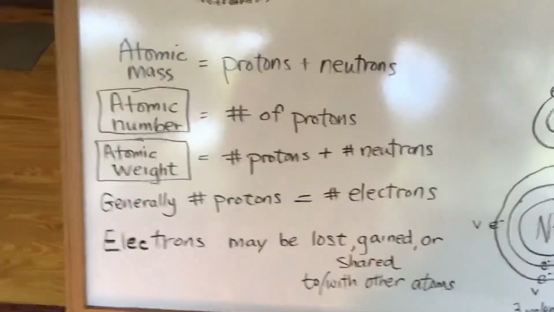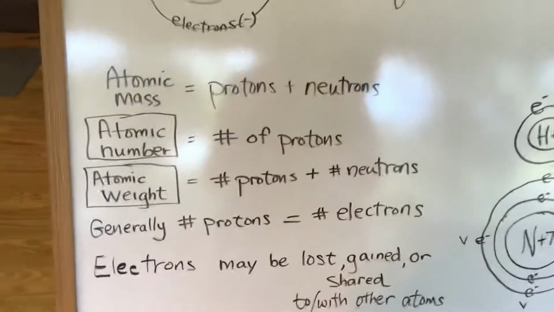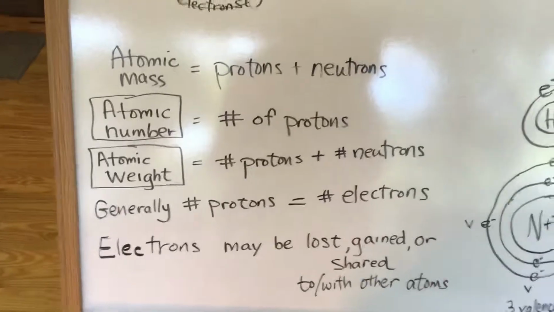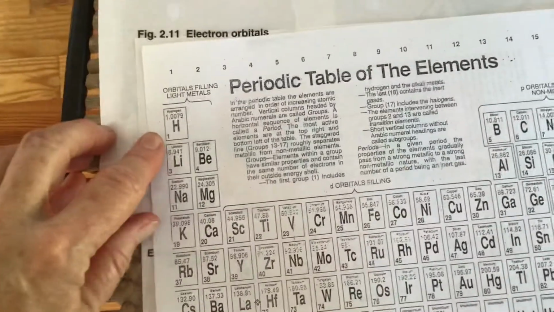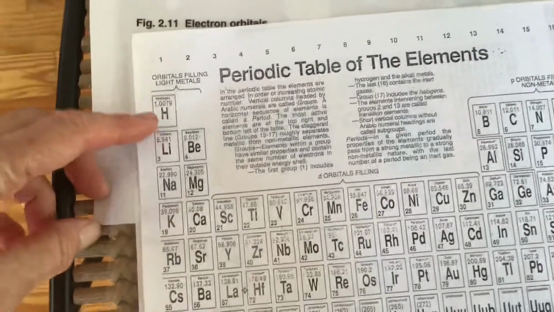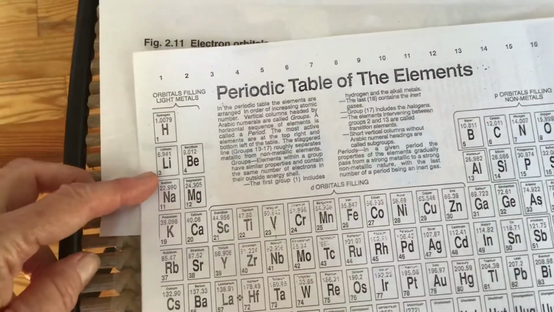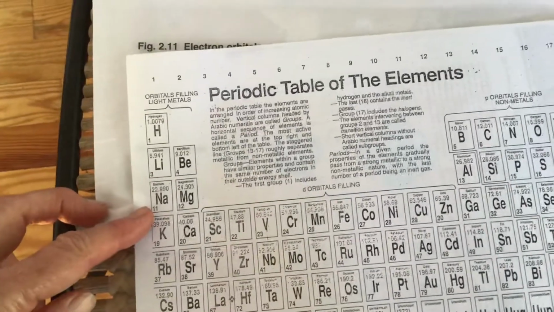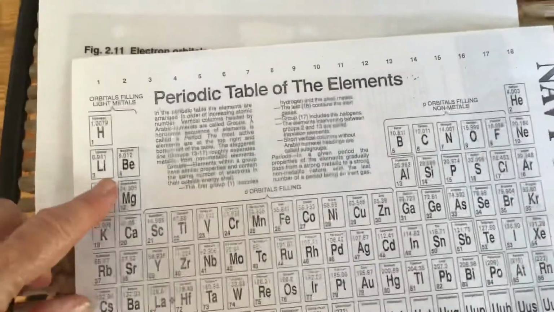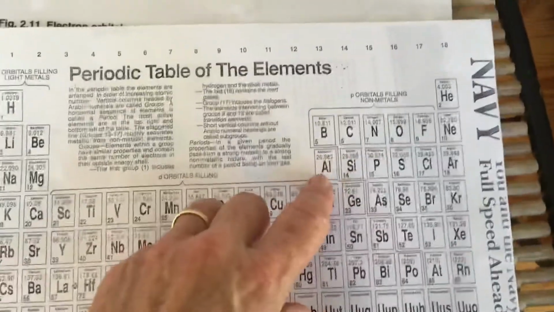All right? Now, the atomic number is the number of protons. That number is represented in this periodic table in the bottom left-hand corner. So this one right here has 1 proton. This one right here has 3. This one right here has 11. And you notice that all of these have different ones.